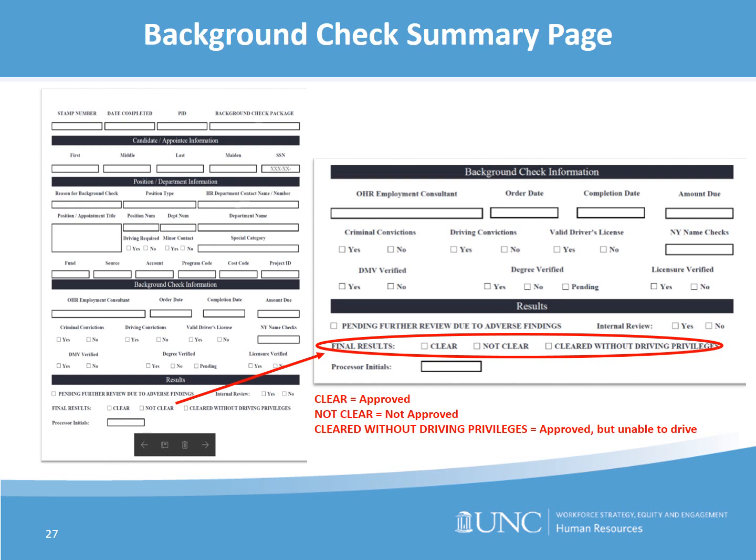If the background check summary page is marked cleared without driving privileges, then your request was approved. However, the candidate appointee will not be able to operate a vehicle while performing any of their scope of duties for the new position. If the background check unit determines that the previous background check is still valid, but additional components need to be ordered or completed, you'll be contacted.